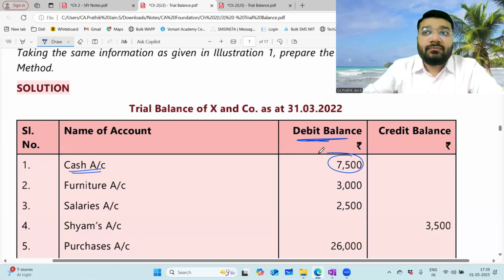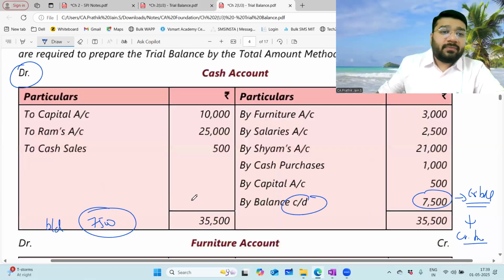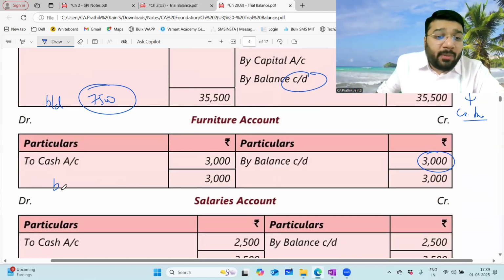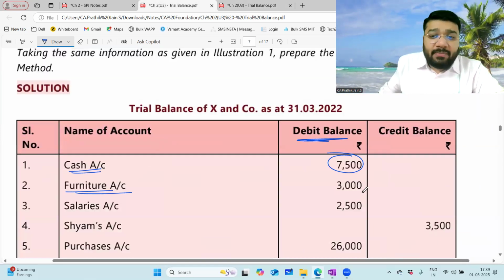Similarly, next is furniture. Furniture carried down is on the credit side, so brought down will come on the debit side. So what balance is this? Debit balance. So furniture, debit balance 3,000.